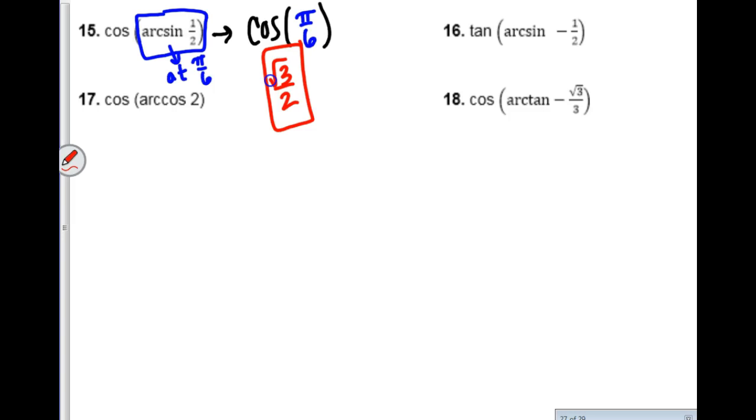All right, number 16. Start on the inside for these compositions. Arc sine -1/2. So where arc sine is defined, be careful please, and call it the right name. Where is your sine function going to give you a -1/2?